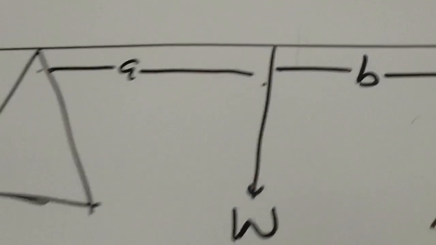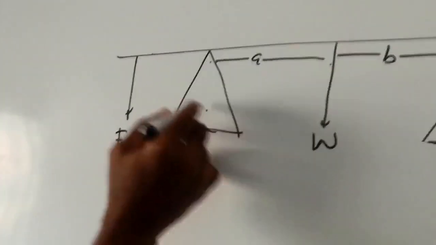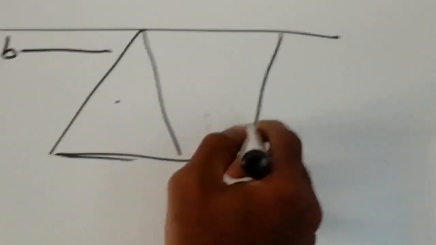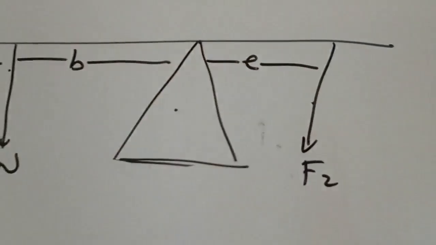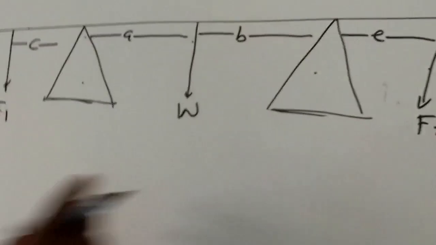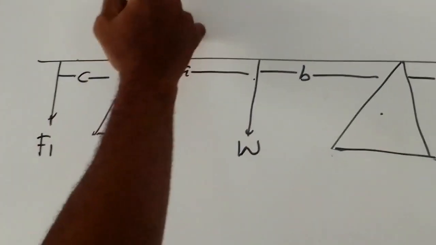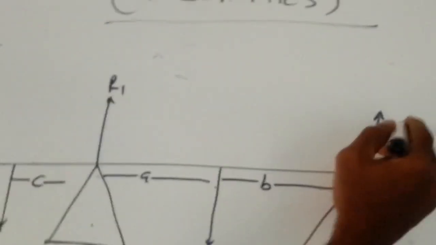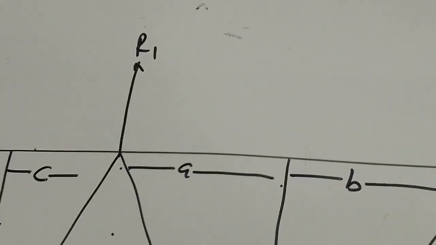So let's have a force here, F1. The distance between F1 and this, let's say small letter C. Let's have another force here, F2. The distance between this and that be small letter E. Now, since the pivots exert force on the beam, this force the pivot exerts on the beam we call the reaction forces. Let's call this R1 and this place R2. So that is an illustration of a double pivot system.